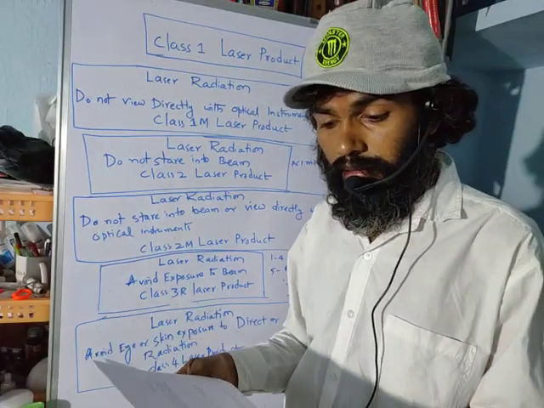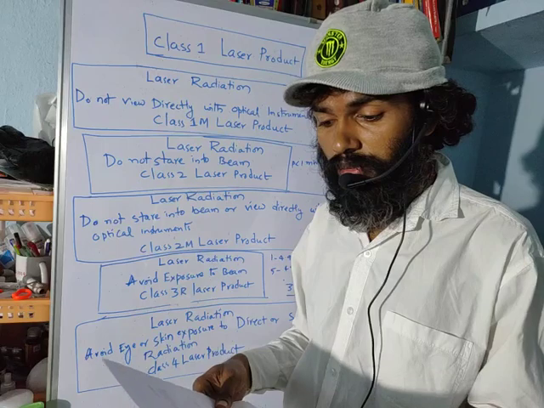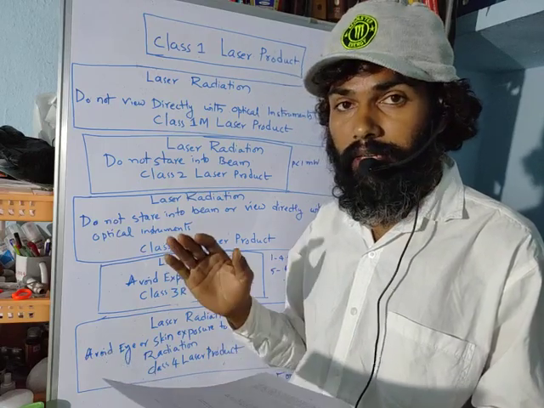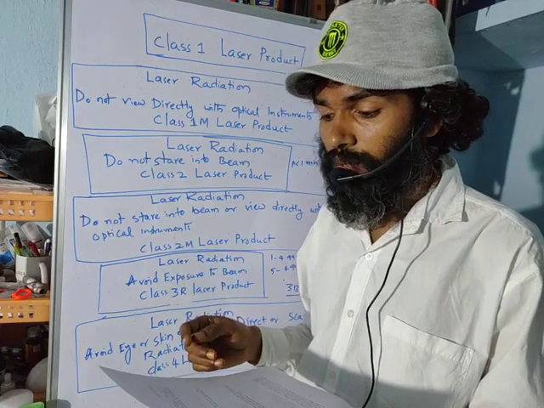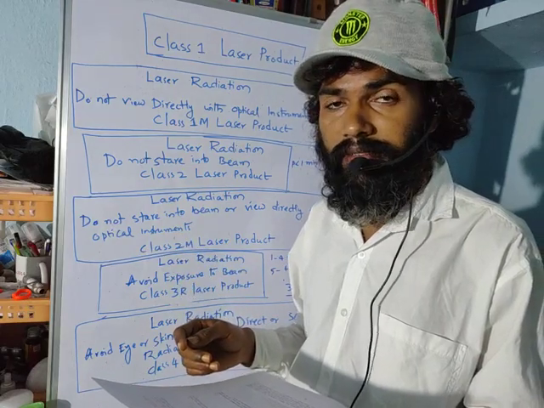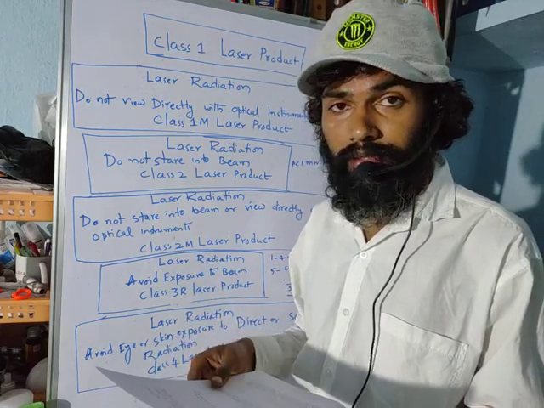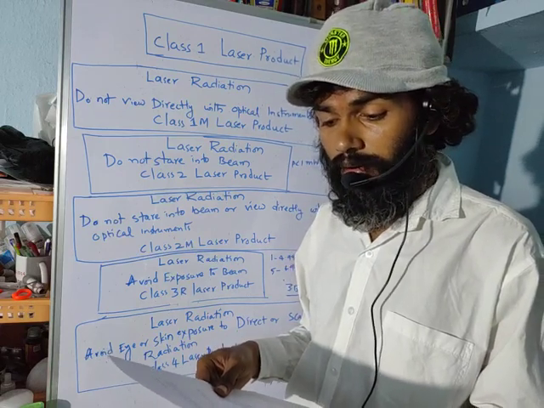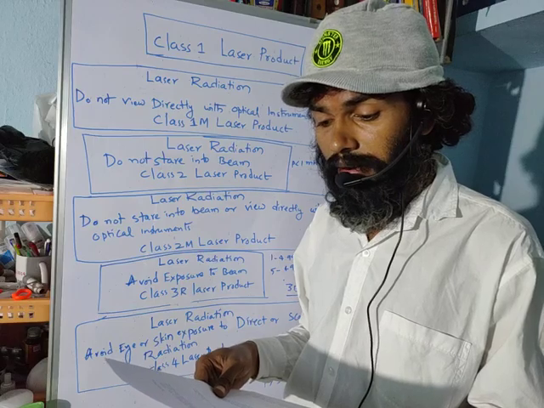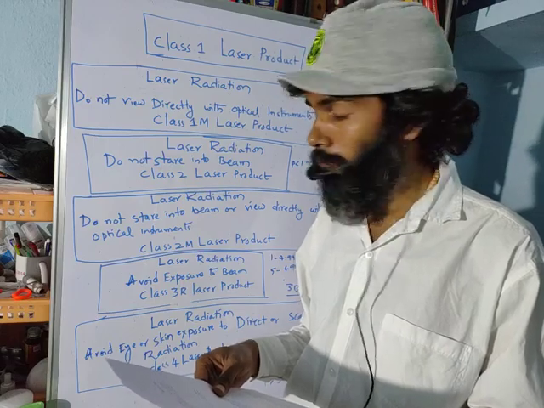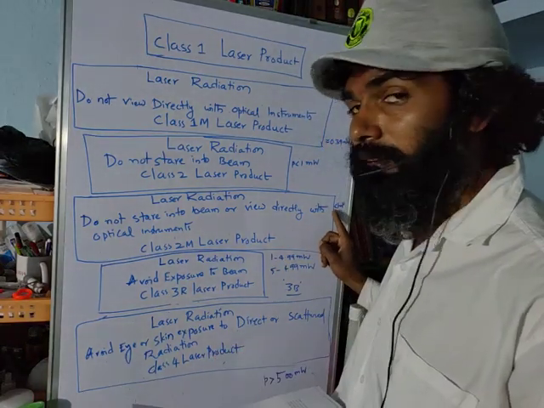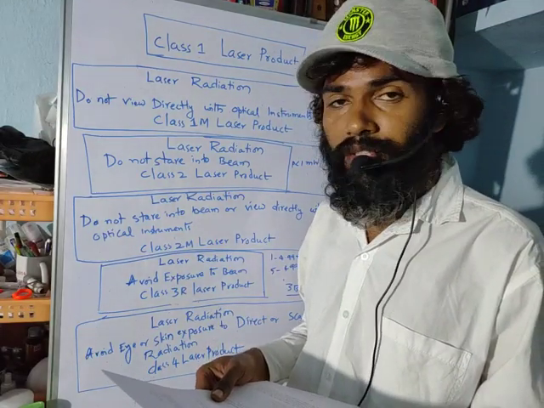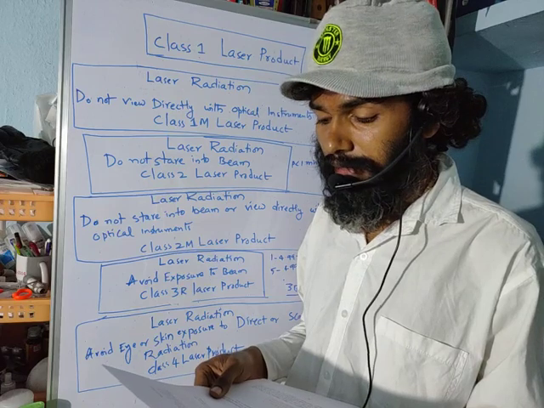And the laser systems that belong to this class are of visible wavelengths. They are visible lasers with wavelengths of 400 to 700 nanometers, and their output power will be less than 1 milliwatt with continuous emission. They are continuous emission lasers.